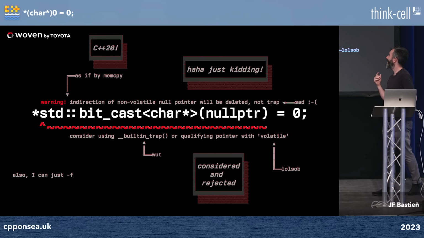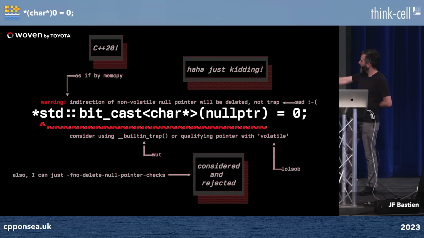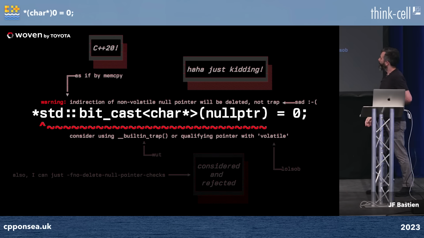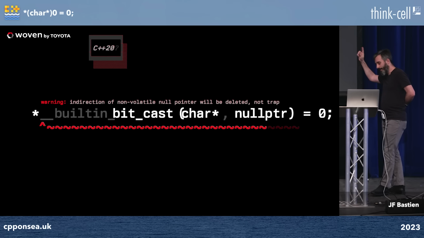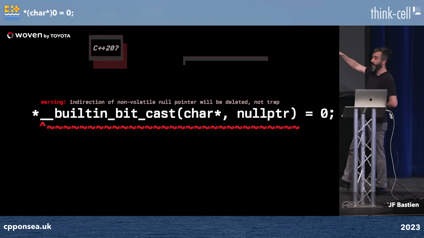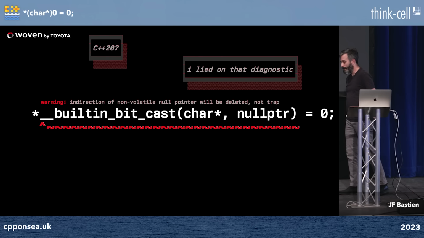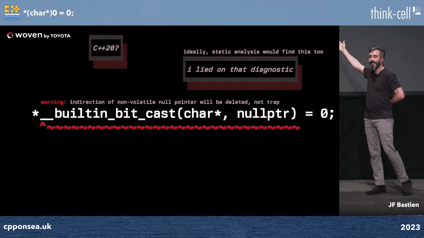I want to be honest with you. I lied. But you could also tell it to go away with -fno-delete-null-pointer-checks. So you could tell it no, just don't delete null pointer checks, it will stay there. But I lied. This doesn't work. Because what I actually did to get this diagnostic is I did underscore built-in bitcast with char star null pointer. Now, I was laughing at the underscore built-in earlier, and now I'm using it myself, right?